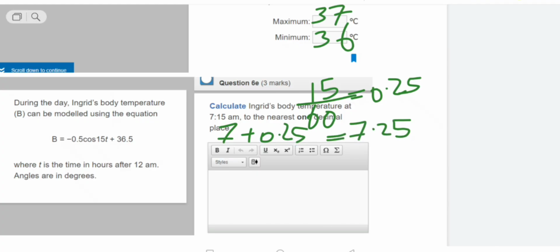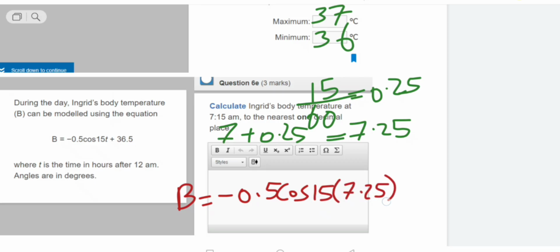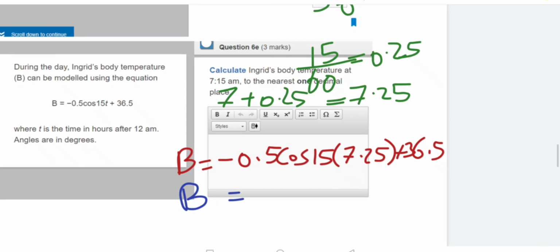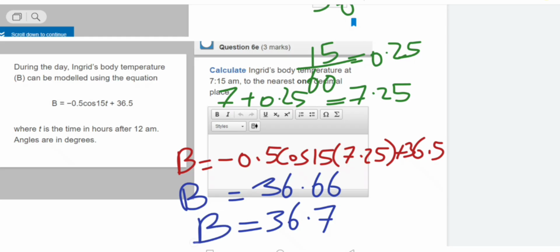So I will use this equation. The body temperature is equal to minus 0.5 cos 15 times 7.25 plus 36.5. We substitute the whole thing in the calculator. What is the answer? 36.66, or 36.7. This is our answer. I hope you understand. Look at the next question.